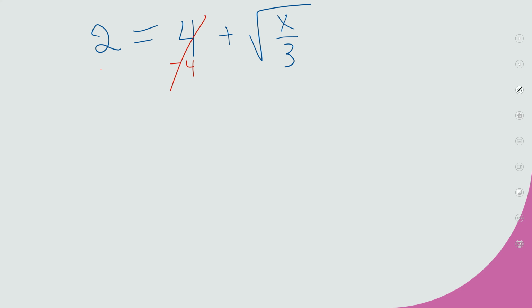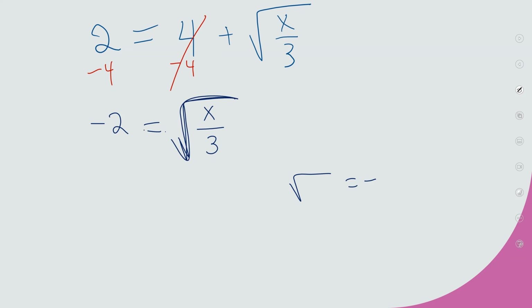Get rid of that, subtract 4. What's 2 minus 4? Good, so this will be -2 equals, and what's left over is square root x divided by 3. Now guys, what did we just write down? Didn't we just write if a square root symbol equals a negative number, it's no solution? Okay, well, we have a square root symbol equaling a negative number. So you just stop here and write no solution.